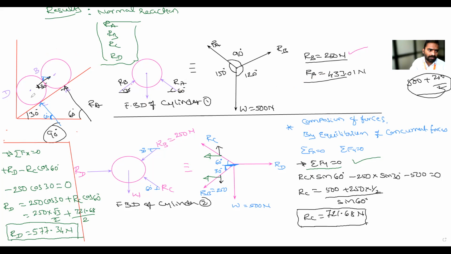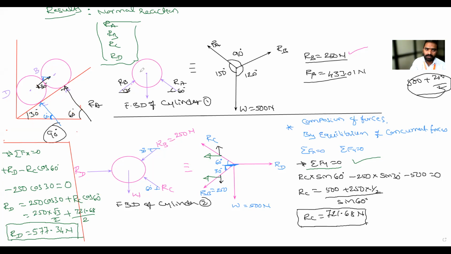Whenever these two cylinders are the same, the contact reaction is also making the same angle as the plane angle. What is the plane angle? 30 degrees. Hence the reaction is also making an angle of 30 degrees. This normal reaction makes an angle that is always 90 minus the plane angle. The plane angle was 30, so 60 comes.